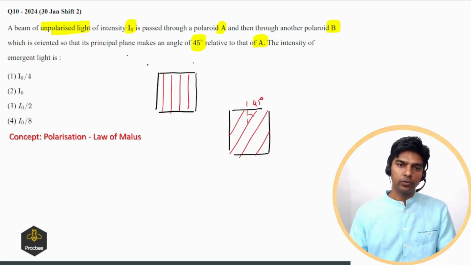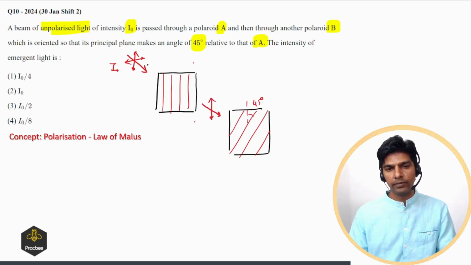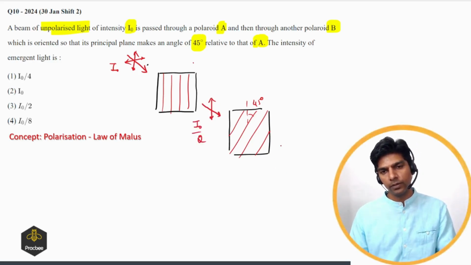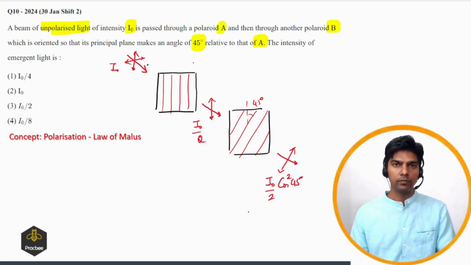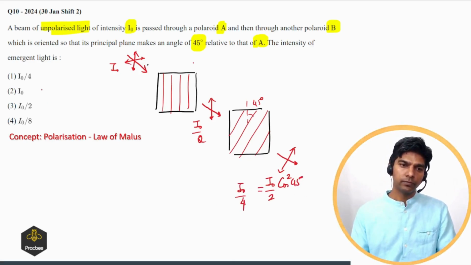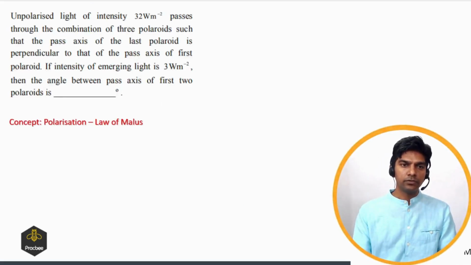Now if we have unpolarized light which is having intensity I naught, then it will become plane polarized and its intensity will become I naught by 2. Now the transmitted light will have intensity I naught by 2 cos square 45 degrees according to law of Malus, which is I naught by 4. So option 1 is the right answer. Right, so let us see this question.